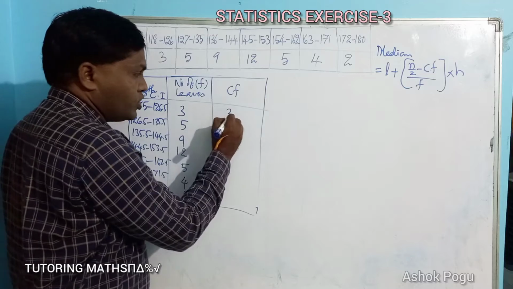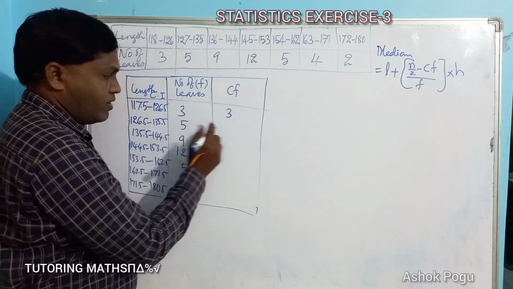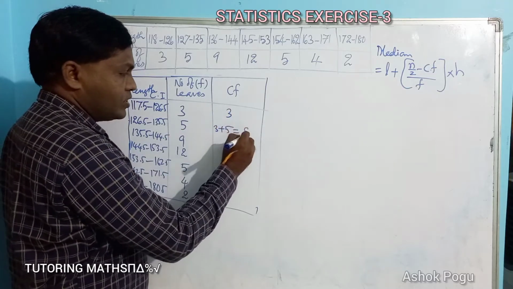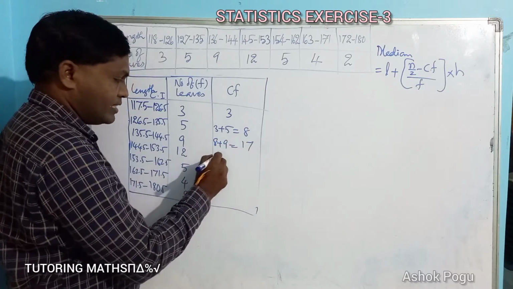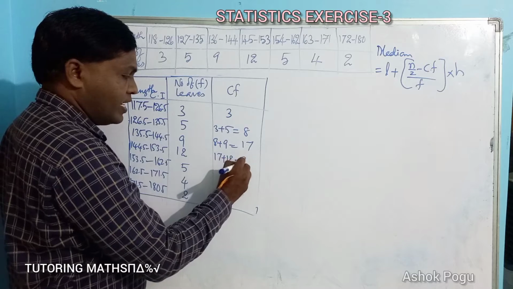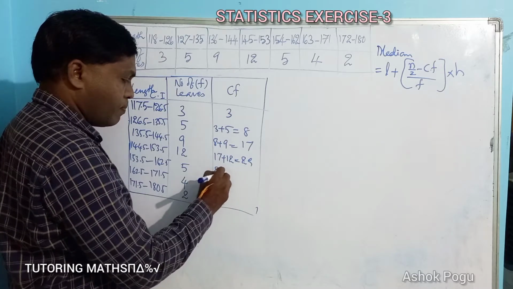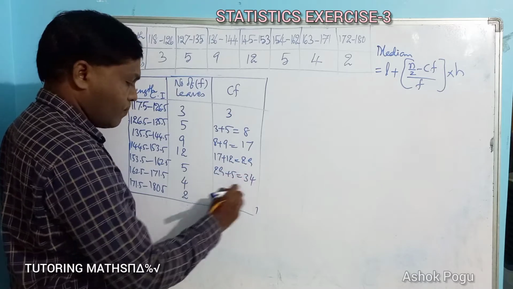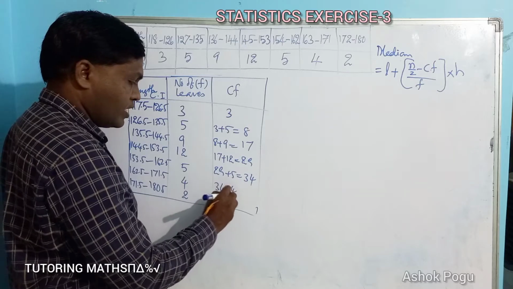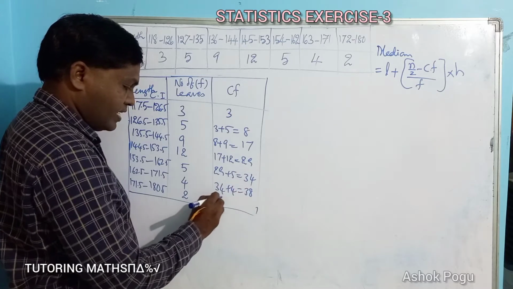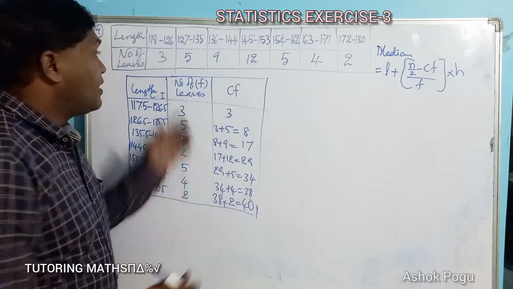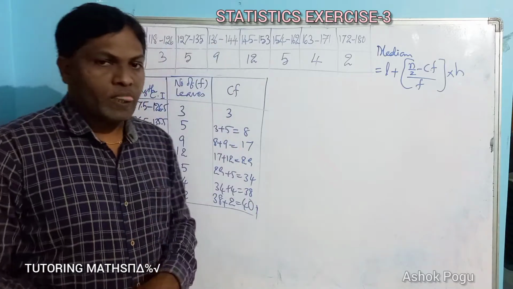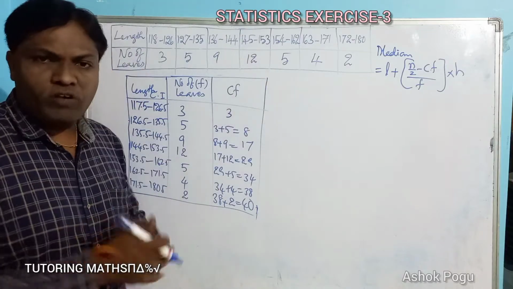First one, no change. Second one, 3 plus 5 is 8. Next, 8 plus 9 is 17. And 17 plus 12 is 29. And 29 plus 5 is 34. And 34 plus 4 is 38. And finally 38 plus 2 is 40. So this is the data about 40 leaves measurement. So finally we have got 40.